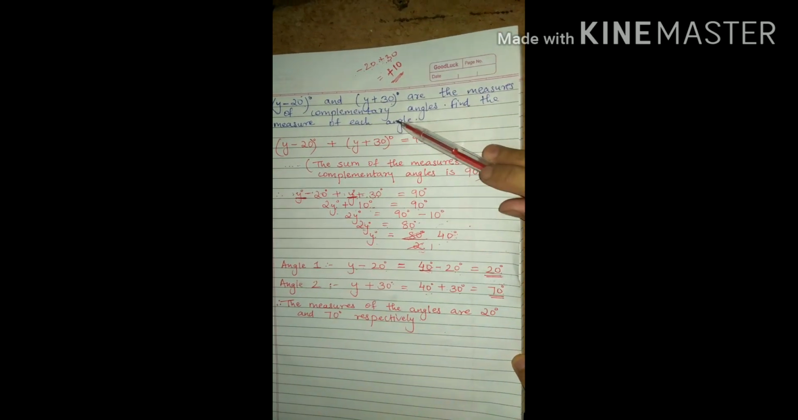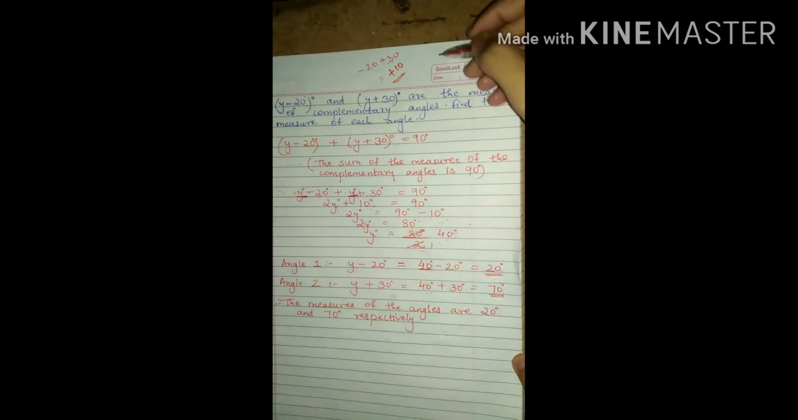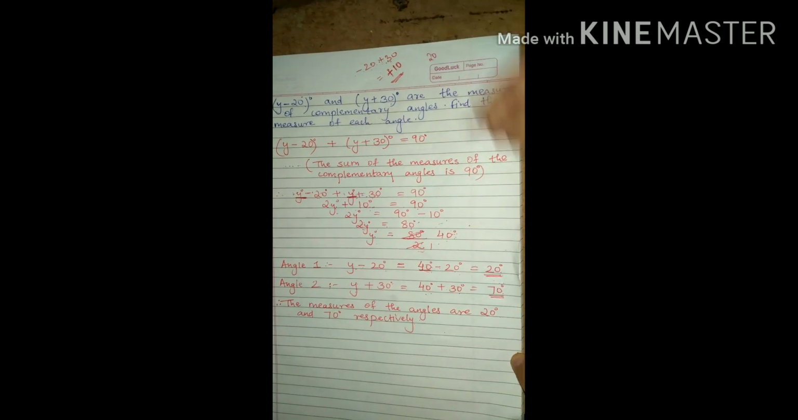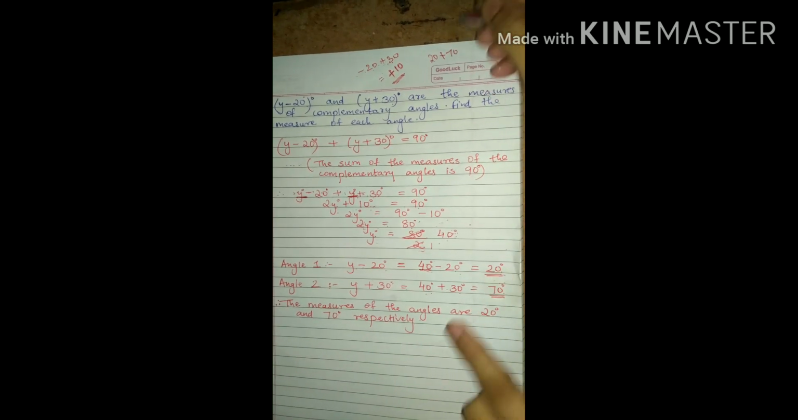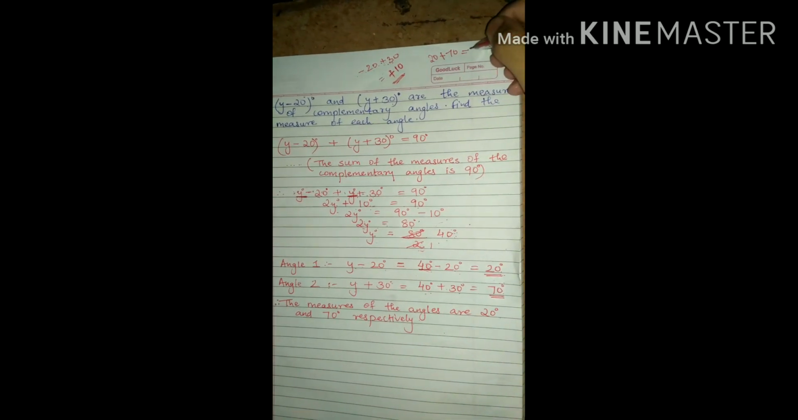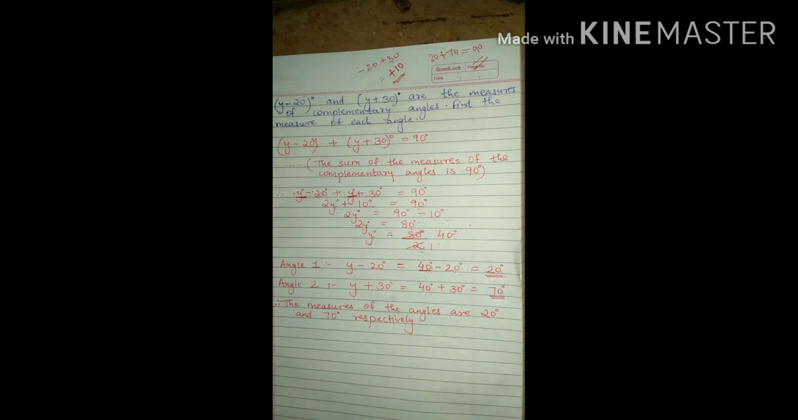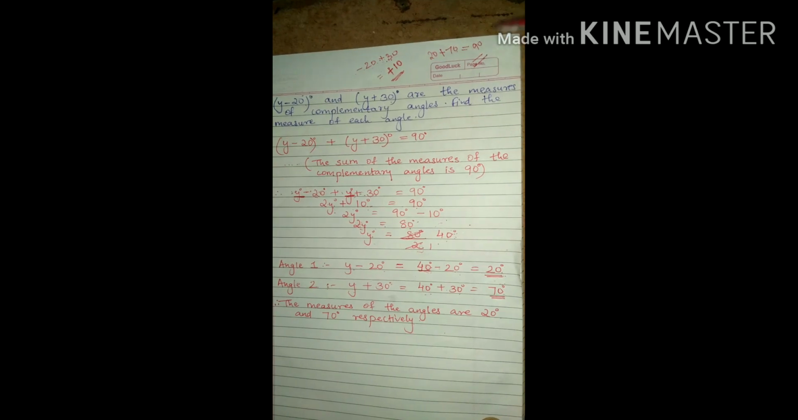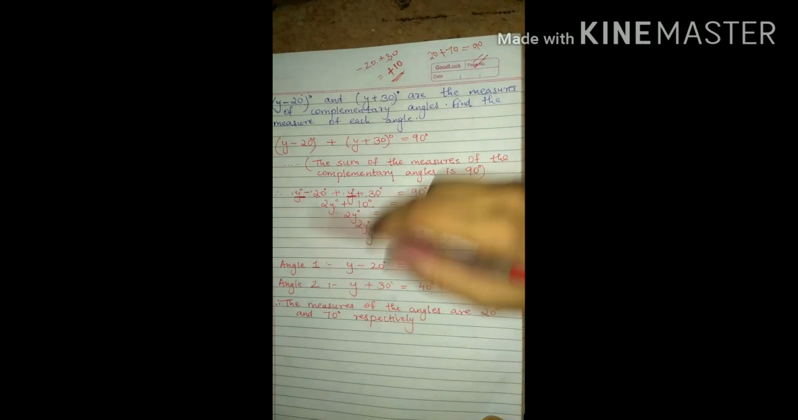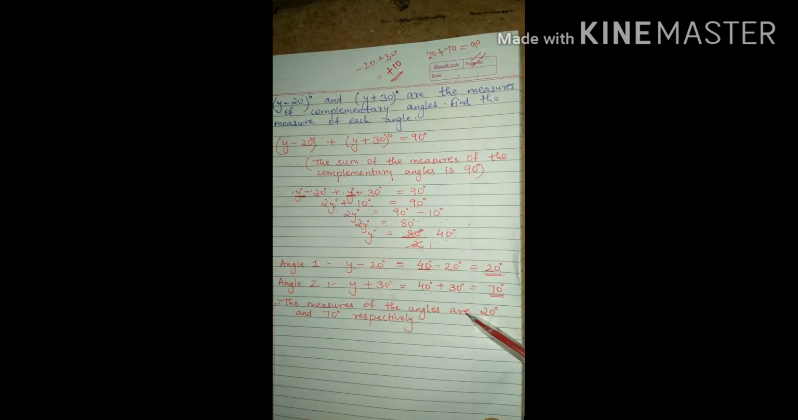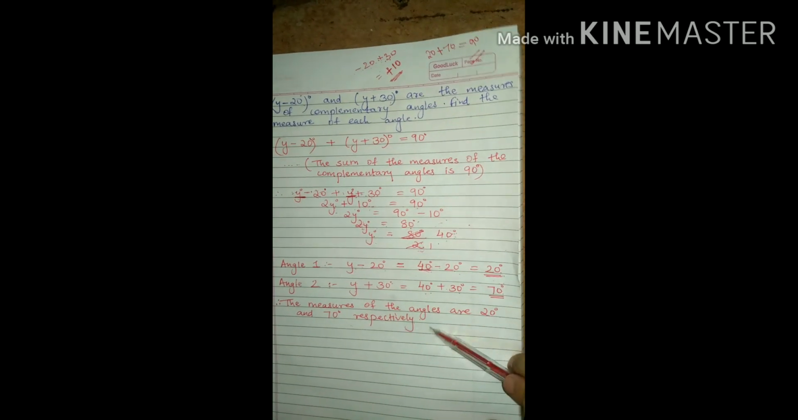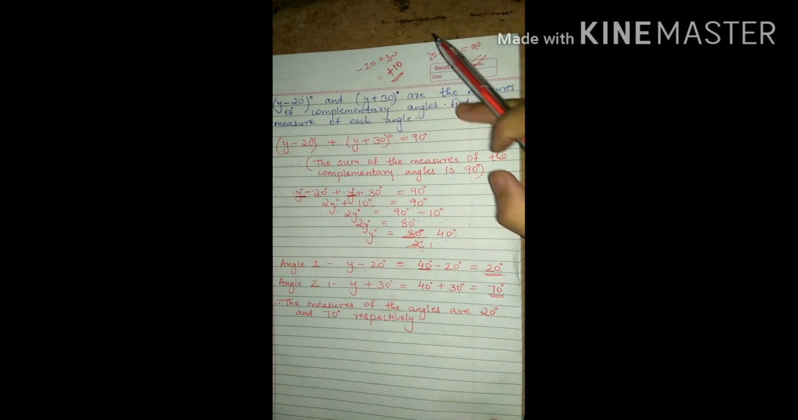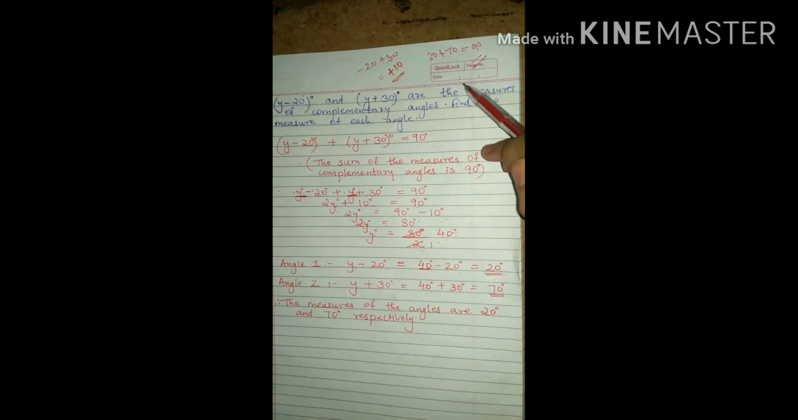What they have told, they are complementary angles. So you can check 20 degree as one angle plus second angle as 70 degree. They are coming as 20 plus 70 is how much? 90 degree. So they are coming correct. Okay, so we are doing right. So the measure of angles are 20 degree and 70 degree respectively. In this format you have to show each step properly.